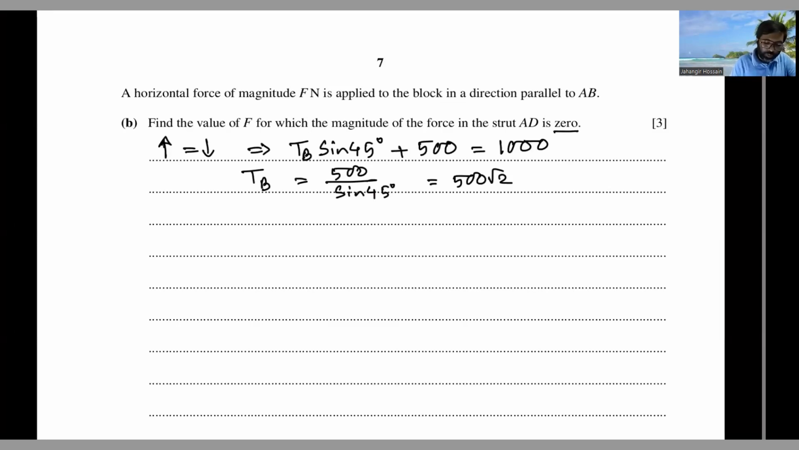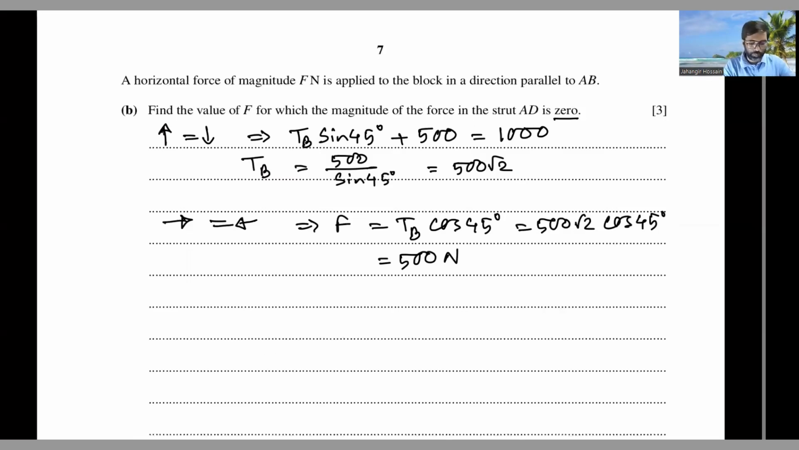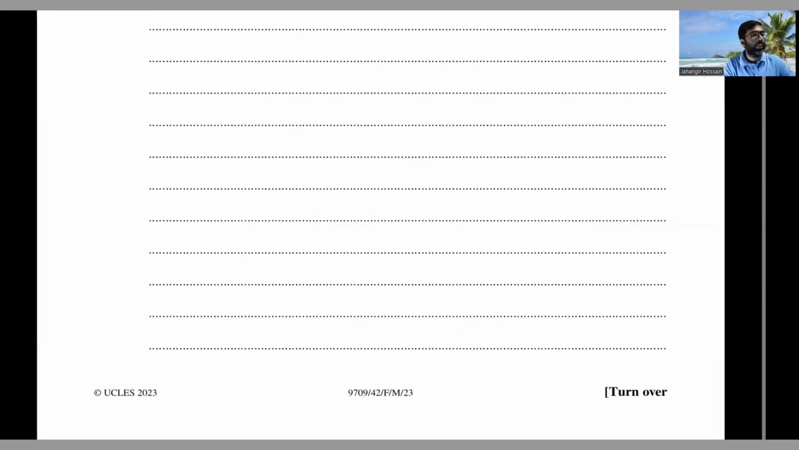Now we know the new value of the tension in B, then resolve horizontally, F equal to TB cos 45, so 500 root 2 cos 45, that will give you 500 Newton. So the value of F is 500 Newton. Okay, that's part B. That's the end of this question.